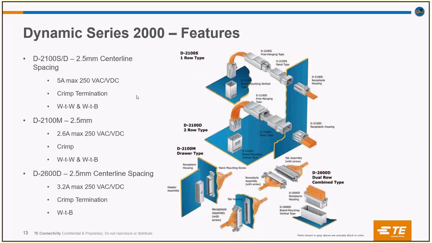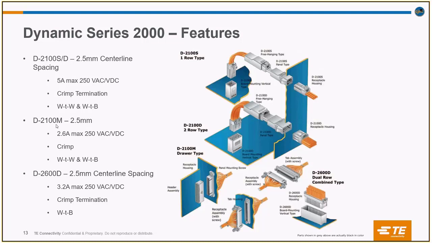Now let's go into the D series 2000 features. For the D2100S, we have 2.5 centerline spacing. The current carrying capacity is 5 amp maximum, 250 VAC and VDC. Crimp termination, wire to wire and wire to board. That is for the features of the 2100.